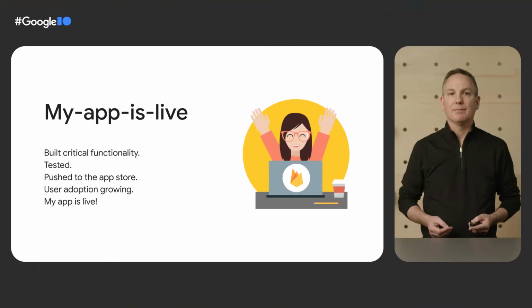The first stage on this app development journey is the My App is Live stage. You've been there. You've been working hard to build your new app, and it's finally done. You've finished the most critical features, you've tested it, you feel good about where it is, and you've finally pushed it to production. It's on the app stores, your users love it, user adoption is growing, and life is good. If you're there, congratulations. This is a huge milestone in every app developer's life. And that's why we built Firebase in the first place. But there's more work ahead, a lot of it.